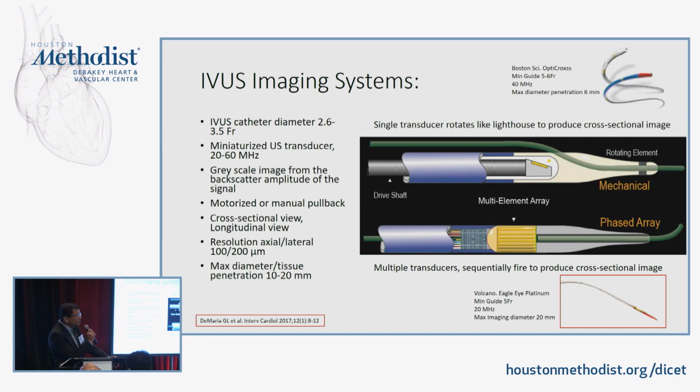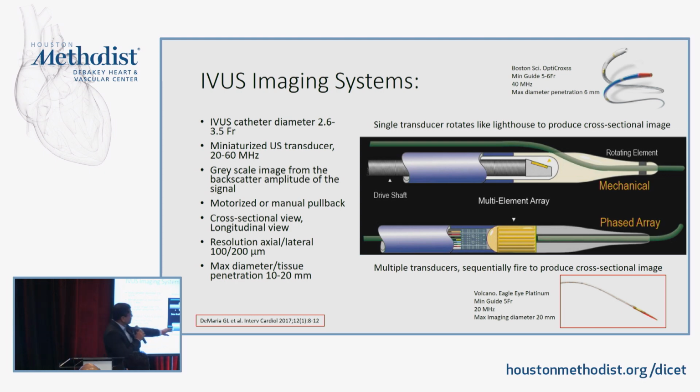The two kinds of ultrasound that are available for coronary imaging are mechanical and phased array forms. The mechanical picture is on the top, made by Boston Scientific, and the phased array is by Volcano. The mechanical ultrasound has one transducer close to the tip of this catheter. It's in a very thin plastic sleeve, and it rotates at more than 1,000 RPM. As it rotates, it's pulled back mechanically or manually, and you can create a three-dimensional circumferential view of the artery.